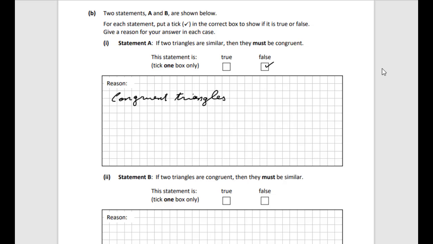Congruent triangles have the same size, angles and sides. I mean, that's explanation enough really, but let's go on a bit more.